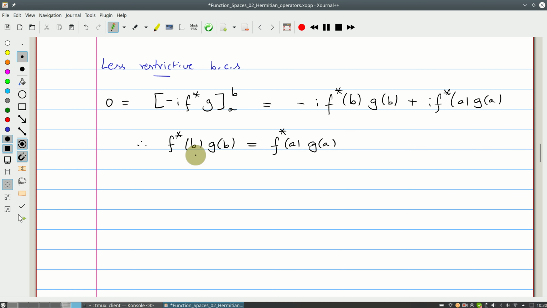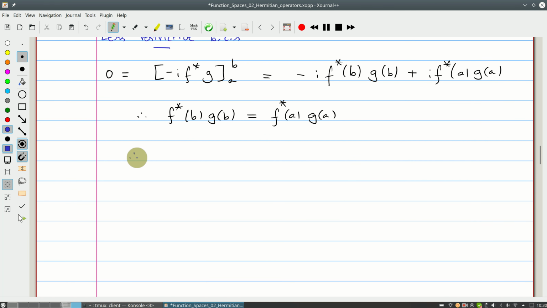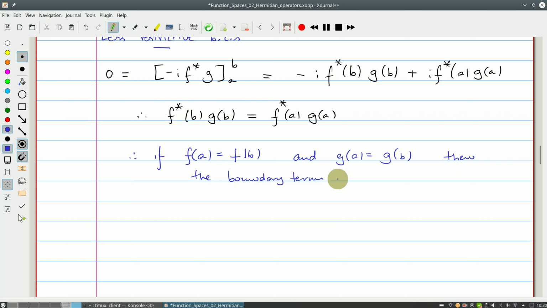Okay, and what you can see here is that if, for example, you make the system periodic so that f and g are periodic at the boundary, this is one solution. Therefore, if f of a is equal to f of b, and since f and g must satisfy the same boundary conditions, so g of a is equal to g of b, then this condition will be satisfied, and we will have L Hermitian. So if this is true, then the boundary terms will vanish.